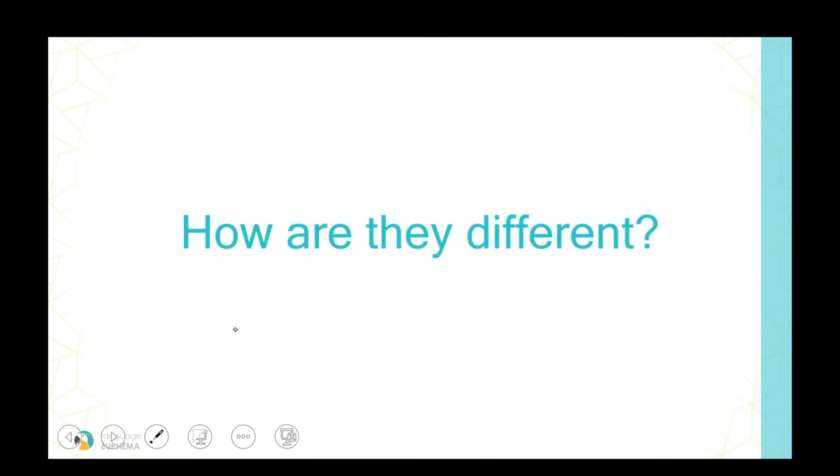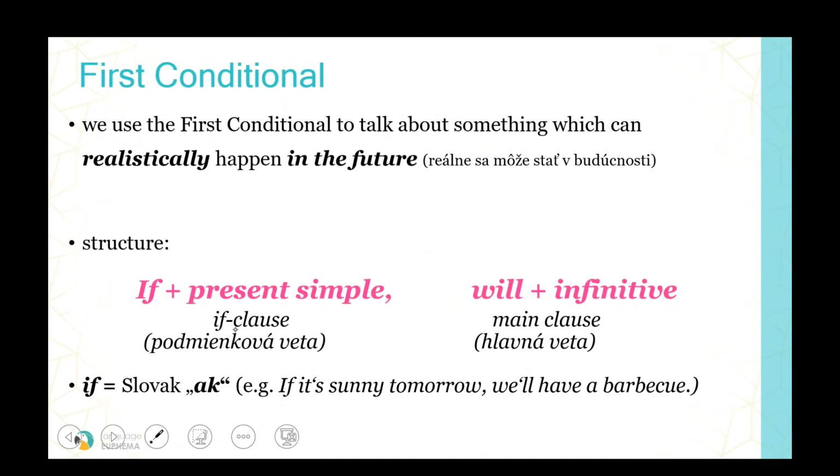Let's start with the first conditional. Very briefly, the first conditional is used to talk about something which can realistically happen in the future. I am stressing this realistically because you should always remember that we use the first conditional to talk about real situations that are likely to happen in the future.